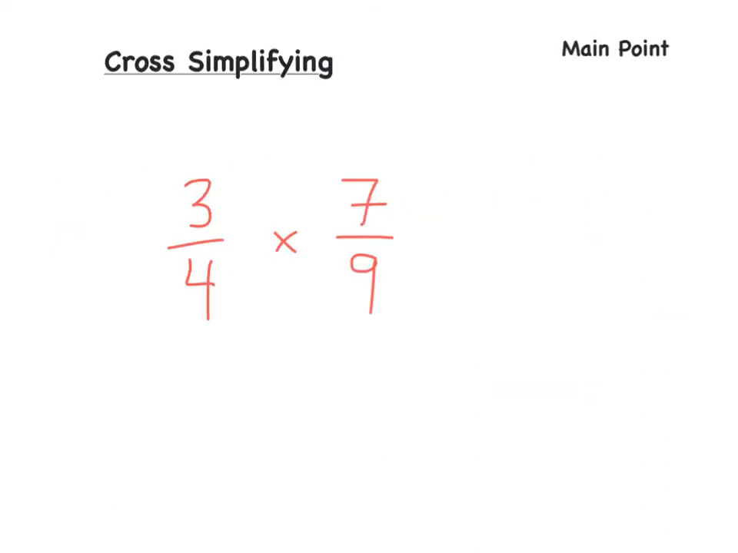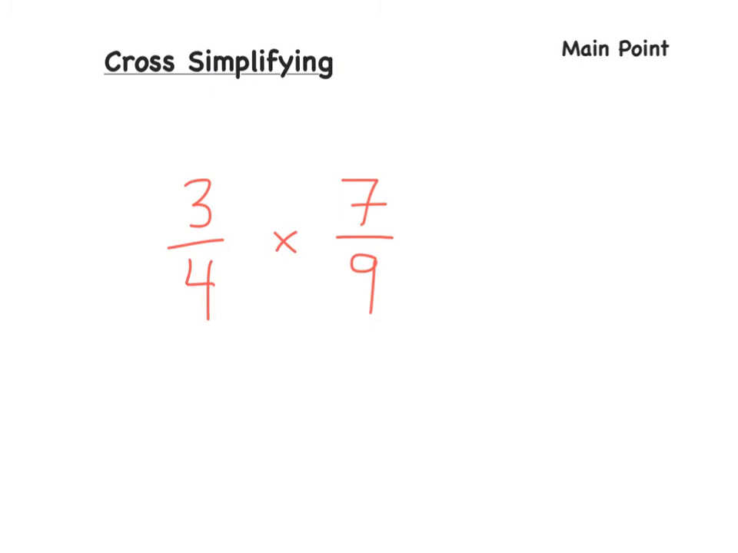So this is another main point. We're going to try something called cross-simplifying. I know that it's nice and easy to multiply straight across when you're multiplying fractions, but if we do that, we have 3 times 7 is 21, 4 times 9 is 36, so then you'd have 21/36, and then you'd have to simplify down from there. But there's an easier way that you could do it.